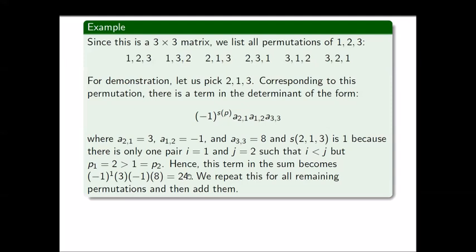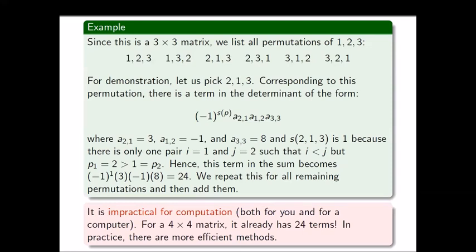Now that's just one term in the sum. We have to do it for all permutations, so we have to do it 5 more times and then add them to find the determinant. This is clearly not practical, because for a 4 by 4 matrix, you would have to do it 24 times. So in practice, there are far more efficient methods.